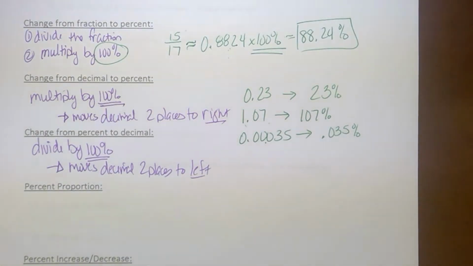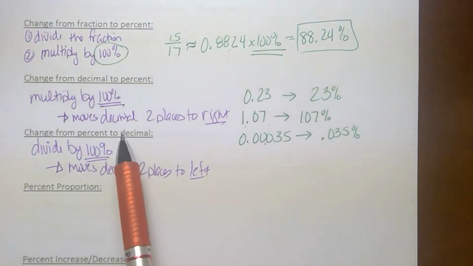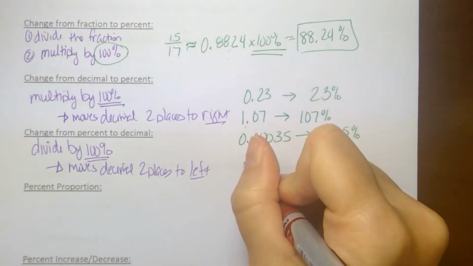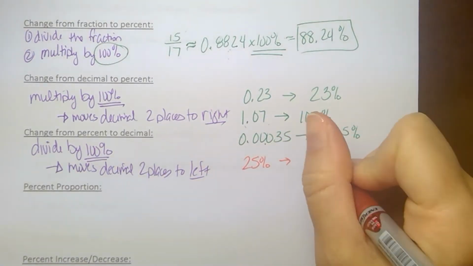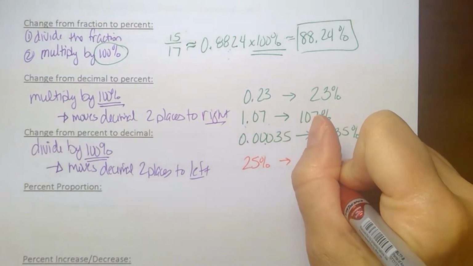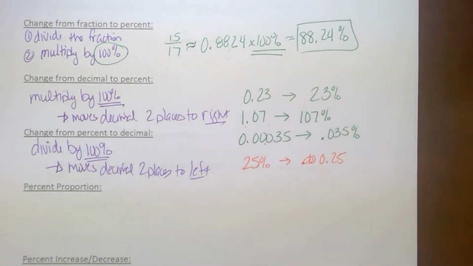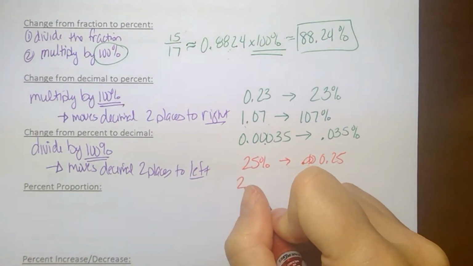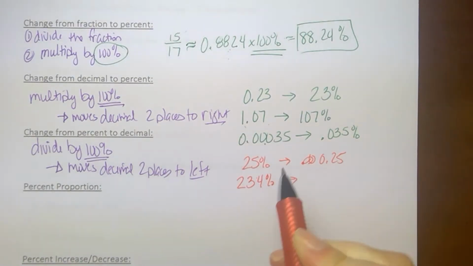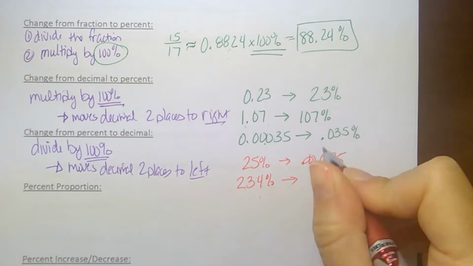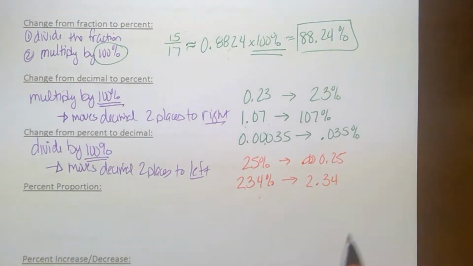However, when I go the other direction and I'm dividing by 100 to go from percent to decimal, if I have 25%, when I divide that by 100, it ends up being 0.25. When I divide, because I'm dividing by 100%, that percent sign also divides out. If I had 234%, when I divide that by 100%, my decimal moves back 2 places to the left and I have 2.34.